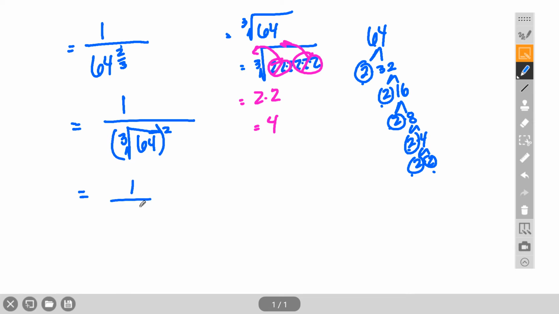So this becomes 1 over 4 to the second power, because the cubed root of 64 is just 4. And 4 to the second power is just 16. So this is 1 over 16.